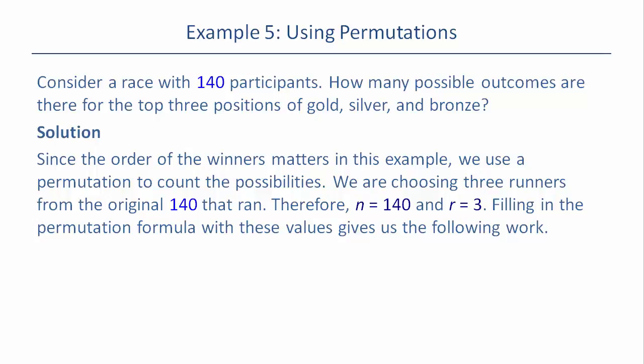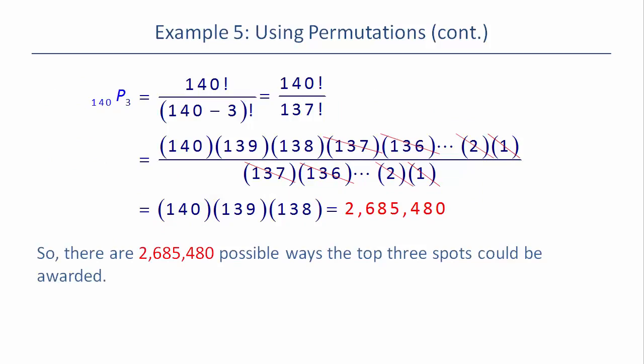So consider a race with 140 participants. How many possible outcomes are there for the top 3 positions of gold, silver, and bronze? If you weren't sure that this was a permutation, you ask yourself, all right, let's pick 3 people, A, B, and C. Now, if I take those 3 people and rearrange them, B, C, and A, is that a different outcome? Well, yes, it is, because they're getting gold, silver, and bronze. And if you rearrange them, they get different medals. So order matters. It's a permutation.